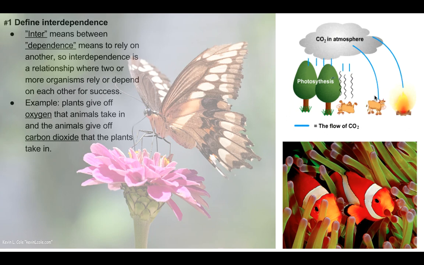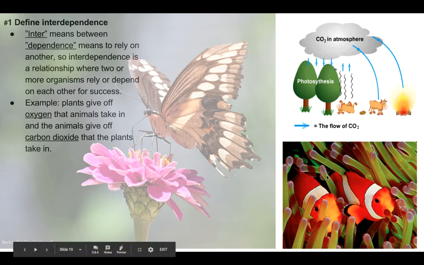Oh, and here's a nice little flow chart of photosynthesis happening, the plant giving off oxygen and taking in carbon dioxide. The cow looks like it's dead. Yes, and maybe it's giving off gas. Yes, cows do give off gas, and that cycle continues.